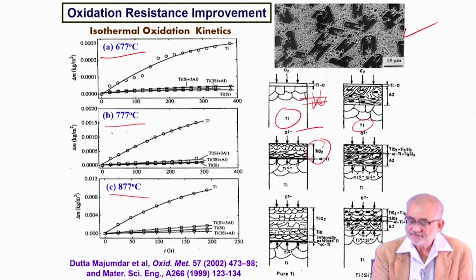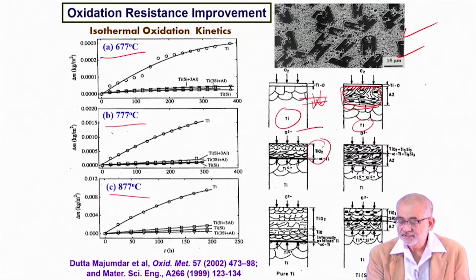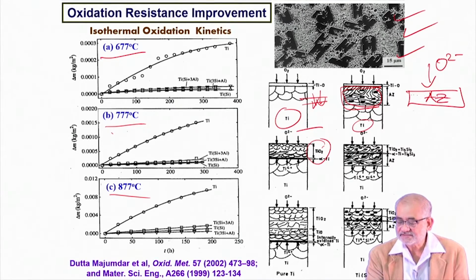Now instead of that, if you create an alloyed zone like this kind of a microstructure, so this microstructure has nearly 70-80% of silicides, and the remaining part is titanium. So titanium doesn't see the atmospheric oxygen very easily. This surface, because of this kind of an alloyed zone, actually has 80% covered by these silicides, which are very resistant to oxidation. And these silicides actually cover up the rest of the titanium matrix to a large extent. So diffusion of oxygen becomes very difficult.